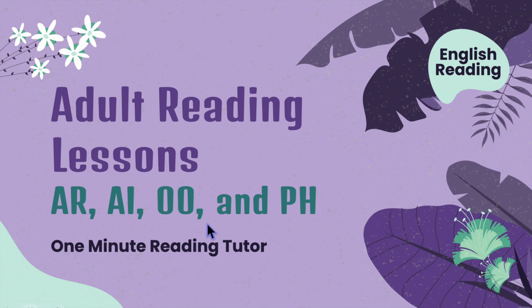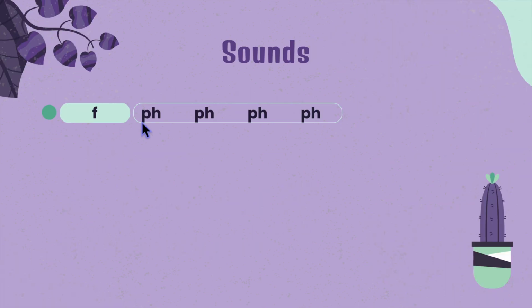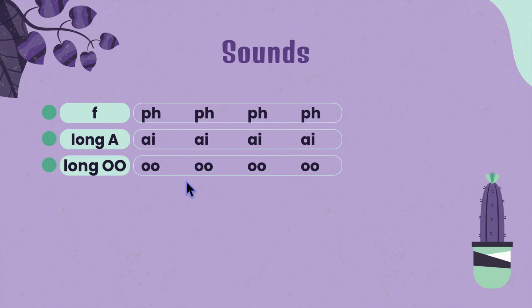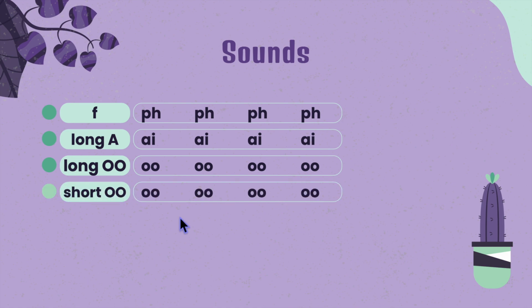Today we're going to learn all of these sounds. This is f. This has the long A sound, A. This has two sounds. The first one is oo, as in moon. The second sound is uh.